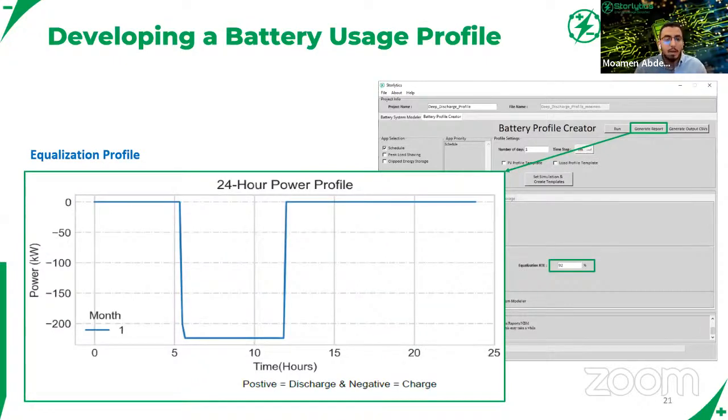So you can see now, after we settled the starting hour and the ending hour for the equalization, the battery is now charging with around 230, maybe 230, during this time frame, according to the equalization round trip efficiency we mentioned before.